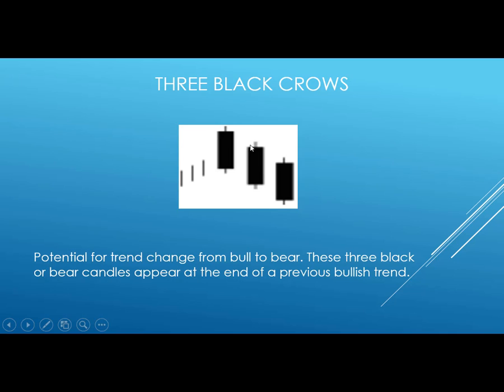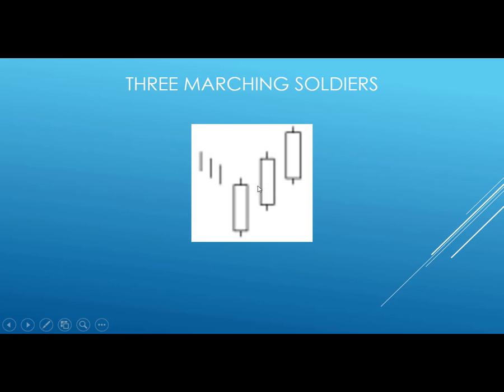Marching soldiers. This is kind of the inverse of the three black crows. We have a bearish function going on here. And then we have three bullish candles in a row. This is a pivot point, a very strong indication that we're now moving in a bullish direction.